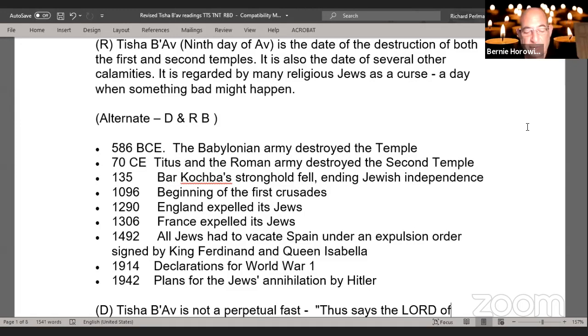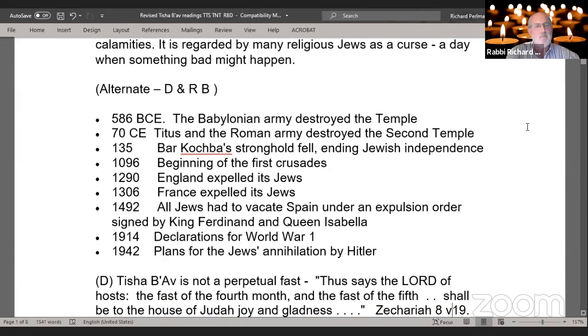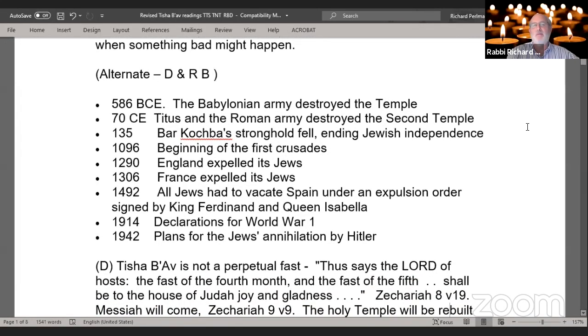1914, declarations for World War I. 1942, plans for the Jews' annihilation by Hitler.